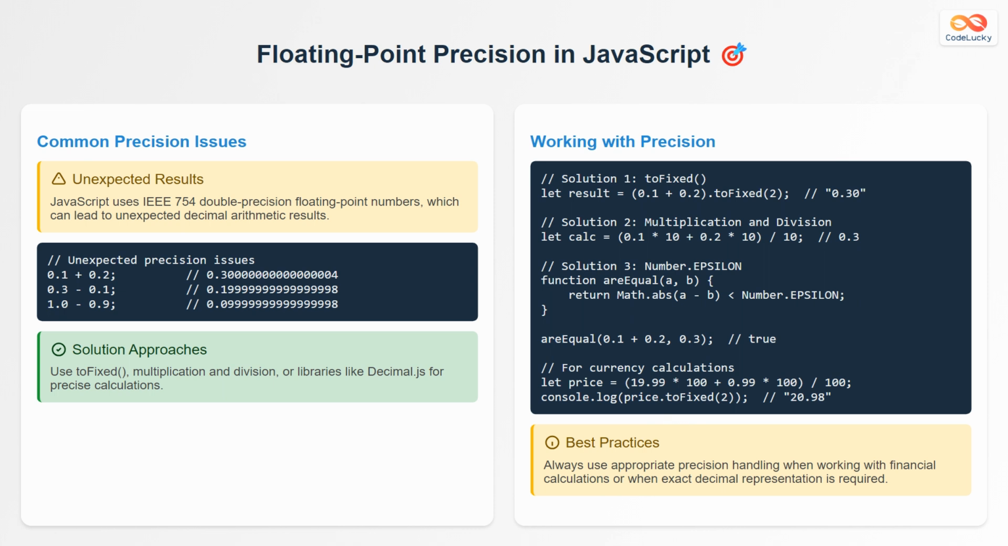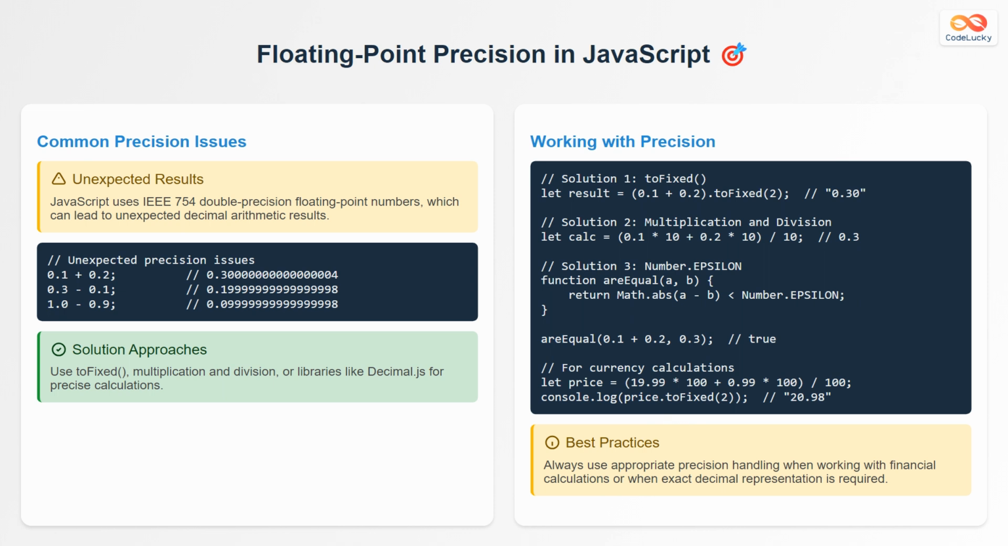Another solution is to multiply your decimal numbers by a power of 10, perform your calculations, and then divide the result by the same power of 10. For example, if you multiply 0.1 by 10, 0.2 by 10, add them up, and divide the result by 10, you will get 0.3 exactly.